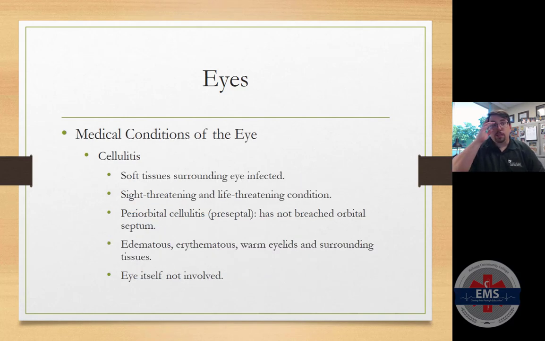Cellulitis. We all know about cellulitis pretty regularly. The soft tissue that's surrounding the eye can become infected, obviously resulting in cellulitis. It can be both sight-threatening and life-threatening, believe it or not. Cellulitis around the eyeball is typically classified as periorbital or orbital. And really we're talking about all those components, right? So we're going to see edema around the eyes. We're going to have a lot of redness. We're going to have a lot of drainage coming from the eye and around the surrounding tissue. But here's the deal. The eye itself is generally not involved.